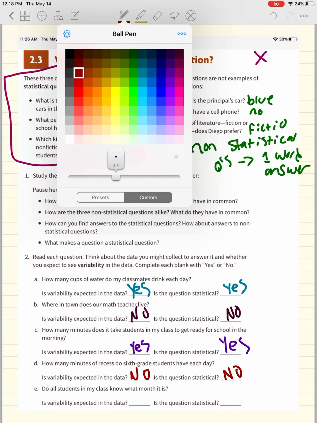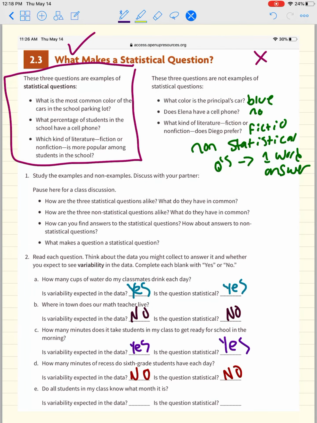Okay. Do all students in my class know what month it is? Okay, so let's think about that. That's a question you could ask, and you're either going to get yes or you're going to get no. So it's only a 2-category question. So because of that, you're not going to get a lot of variability. You will get some. You're either going to get yes or no. But I'm going to put no for variability.